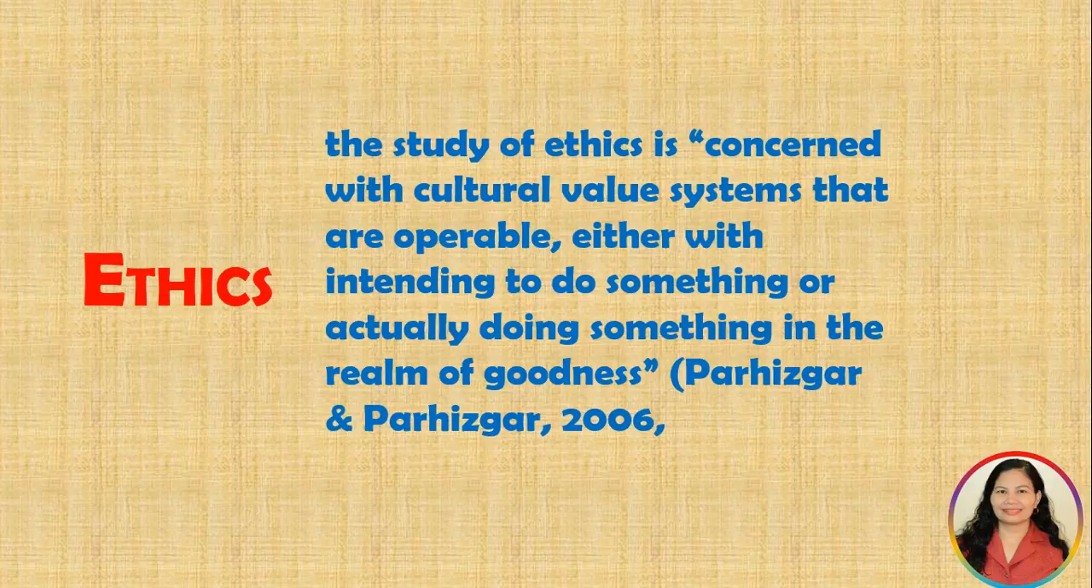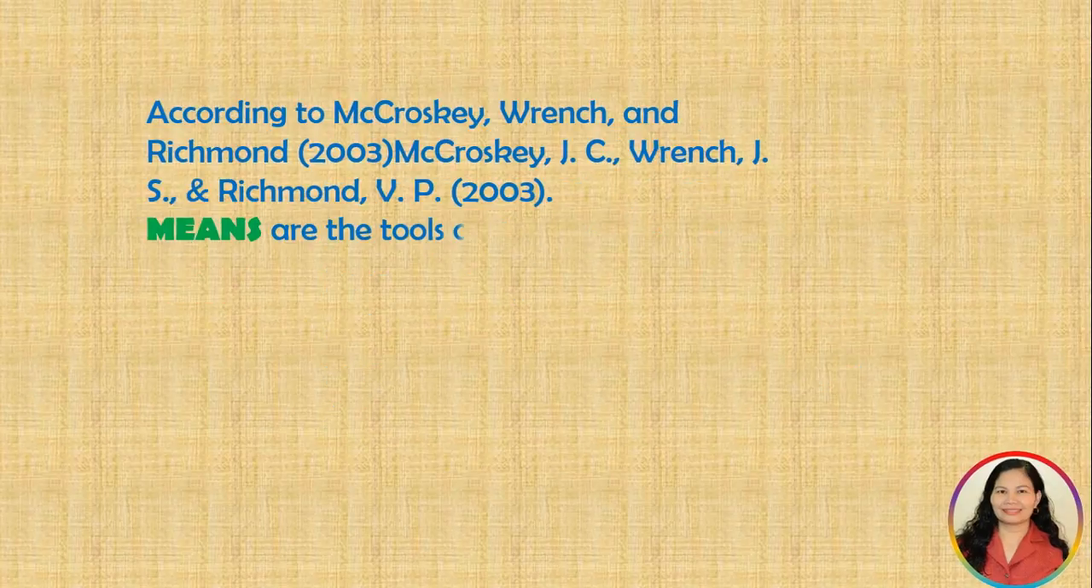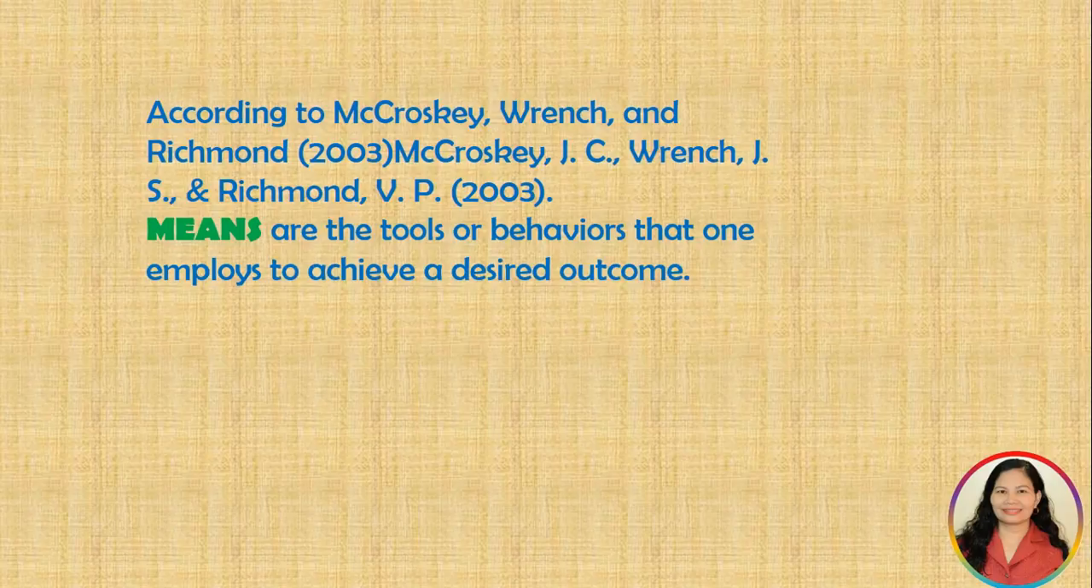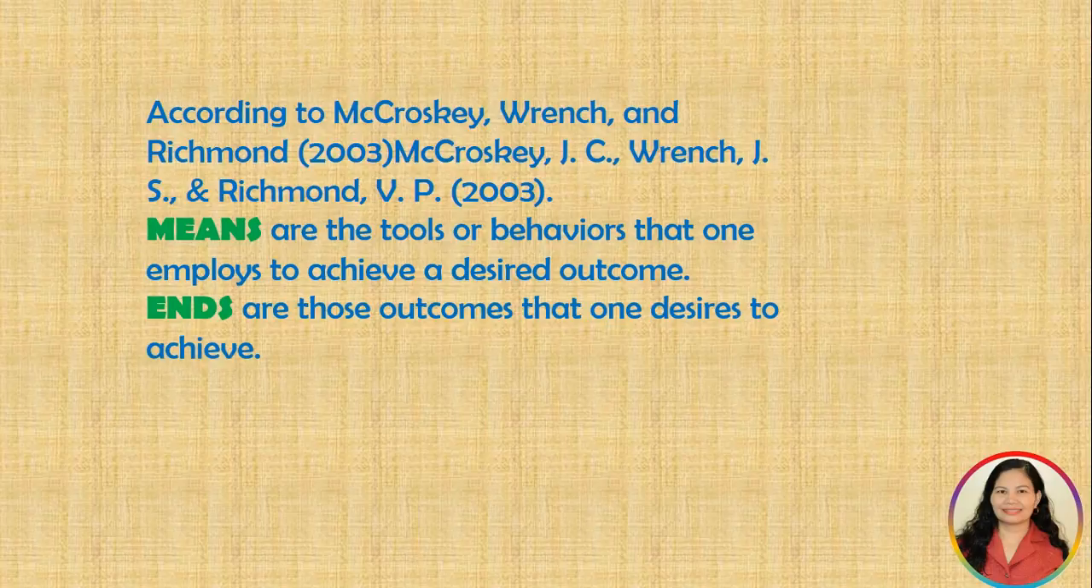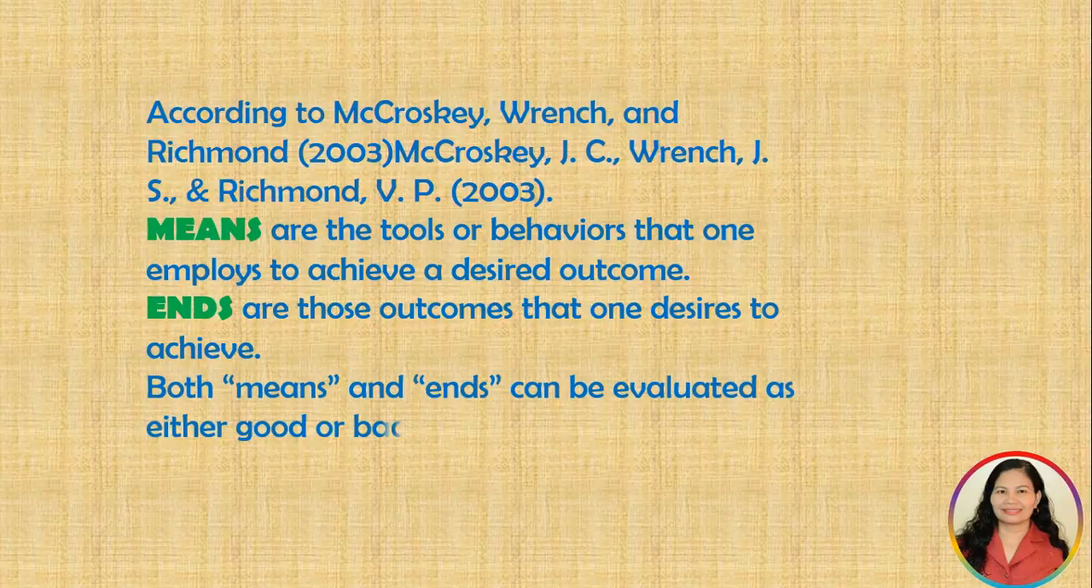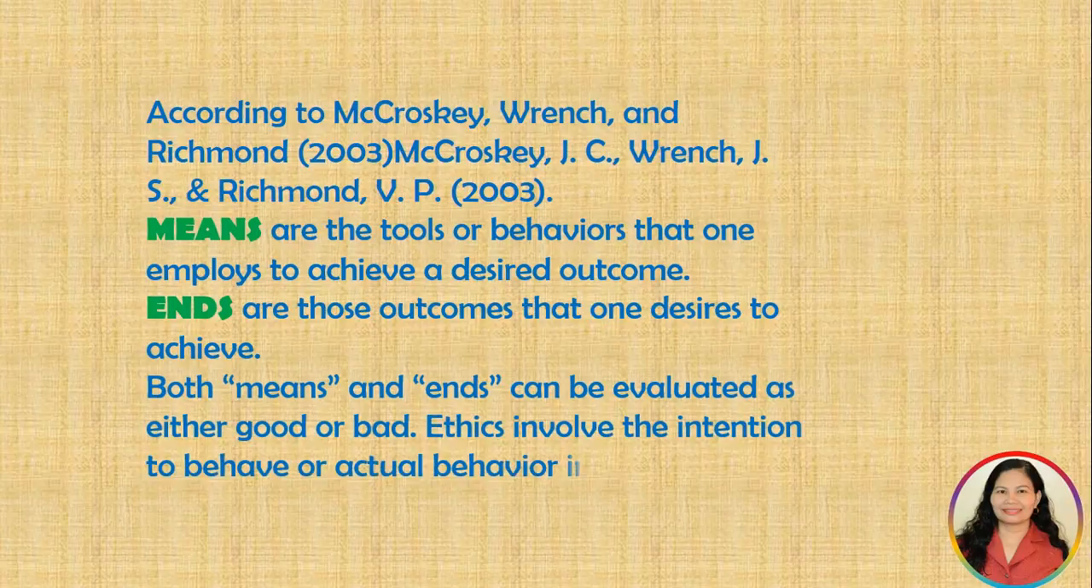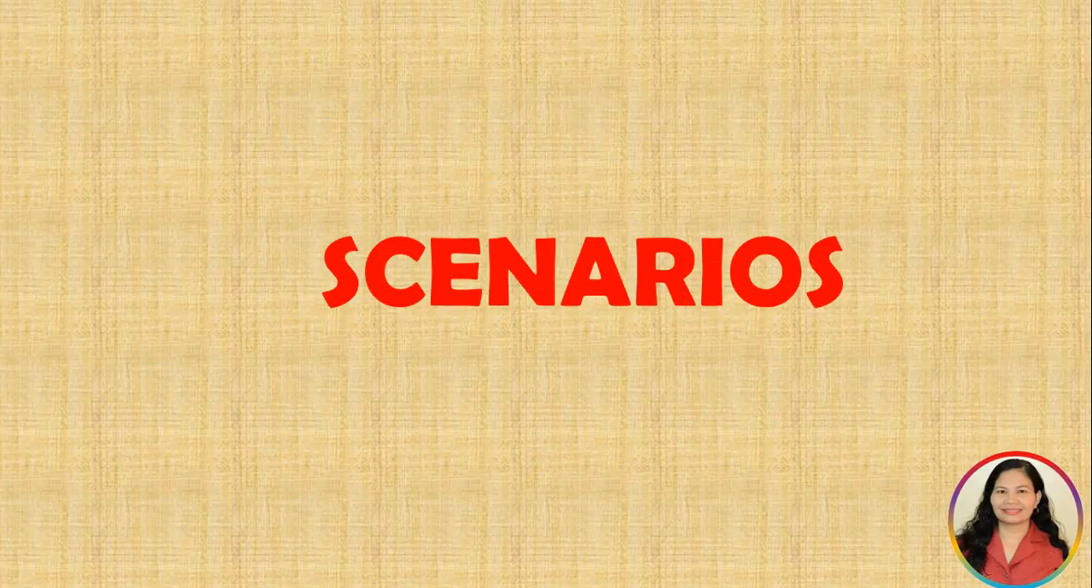The four situations given contain two parts: means and ends. Means are tools or behaviors that one employs to achieve a desired outcome. Ends are those outcomes that one desires to achieve. Both means and ends can be evaluated as either good or bad. Ethics involve the intention to behave or actual behavior in the realm of goodness. Let us analyze the four scenarios.